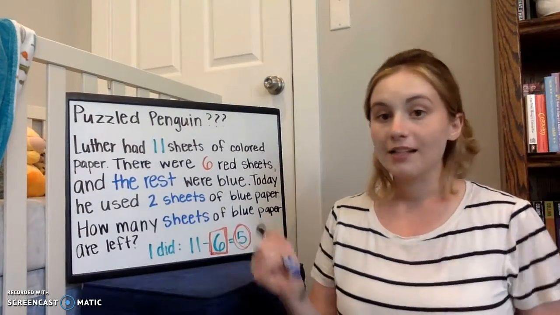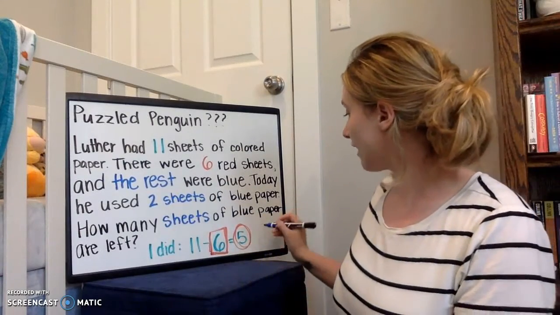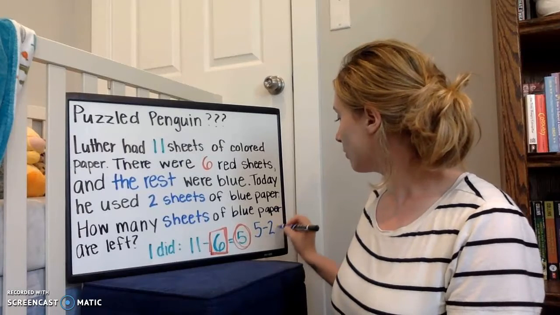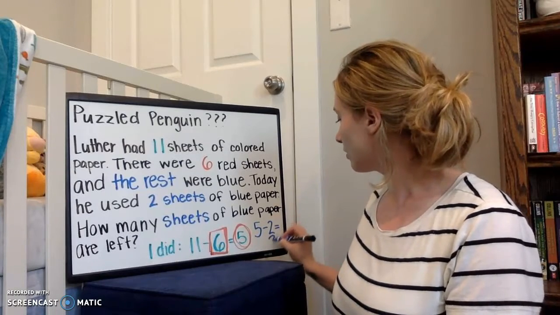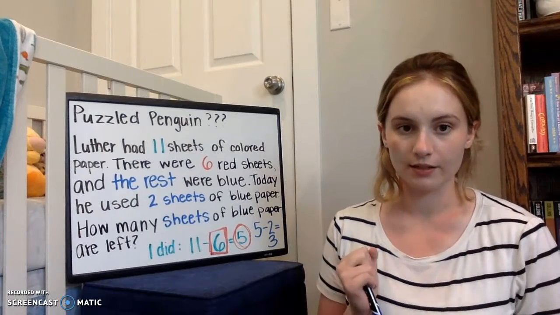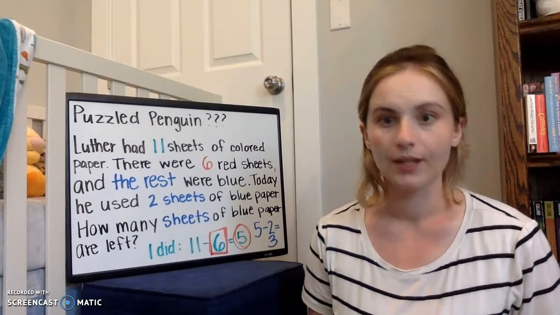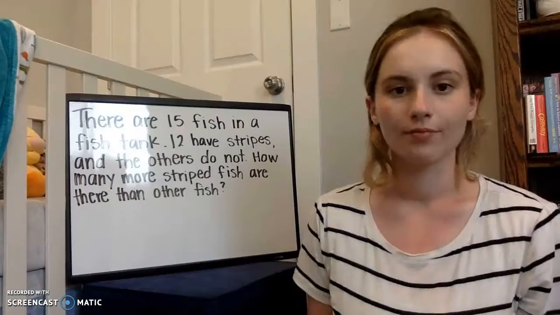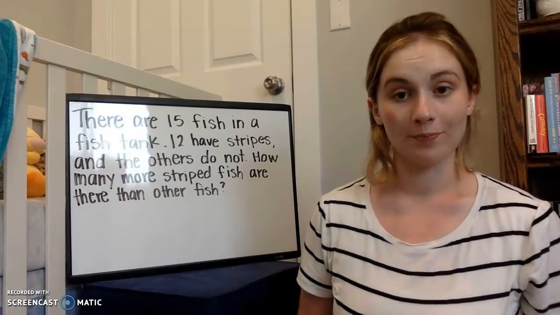So, Puzzled Penguin, you forgot to do the last step. 5 minus 2 equals 3. So he had 3 pieces of blue paper left. You can't forget the second step, Puzzled Penguin. Oh my goodness. Okay, so here's our next problem.